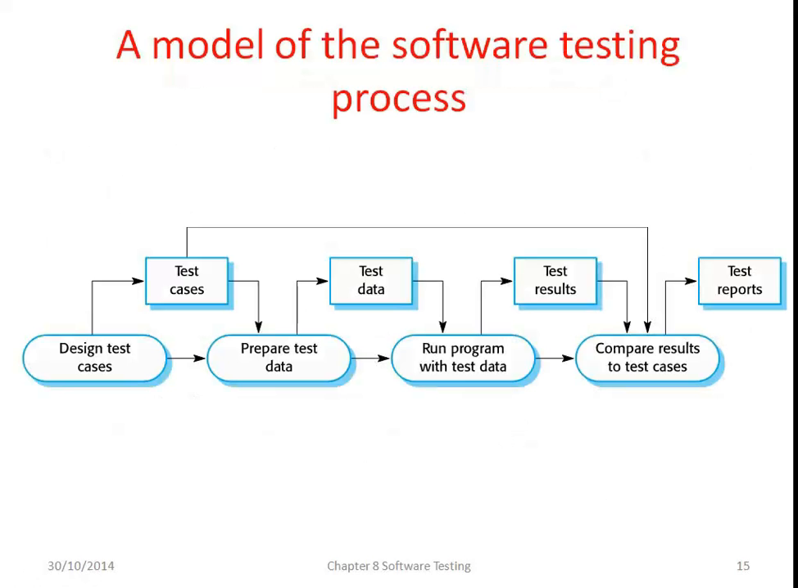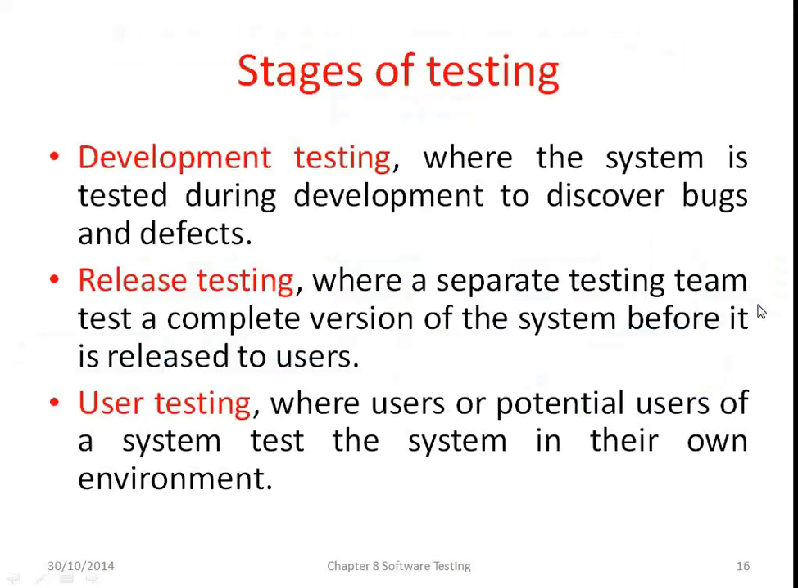This is the model of the software testing process. Design test cases, and the output of one stage is the input to the next stage: prepare test data, run the program, and finally report the test results. There are different stages of testing: development testing, release testing, and user testing. These are the three types of testing. The first one is development testing. What do you mean by development testing? The system is tested during development to discover bugs and defects.